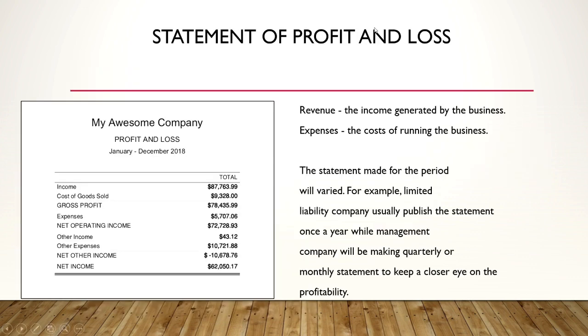Statement of profit and loss. This is an example of the statement of profit and loss. You can see the revenue and the expenses. The revenue is the income generated by the business, while the expenses are the cost of running the business. The statement made for the period will vary. For example, a limited liability company usually publishes the statement once a year, while a management company will make quarterly or monthly statements to keep a closer eye on the profitability.